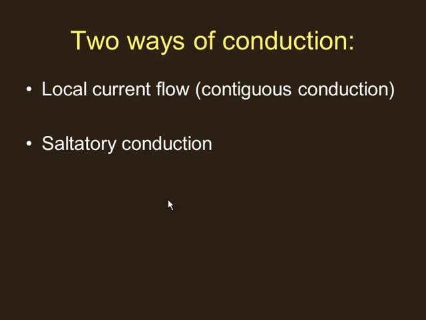Saltatory is like hopping. It jumps. It jumps from one node of Ranvier to the next. What's in between nodes of Ranvier? What's that lipidy layer wrapping the myelin sheath?